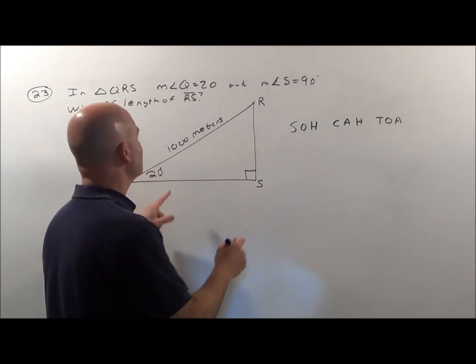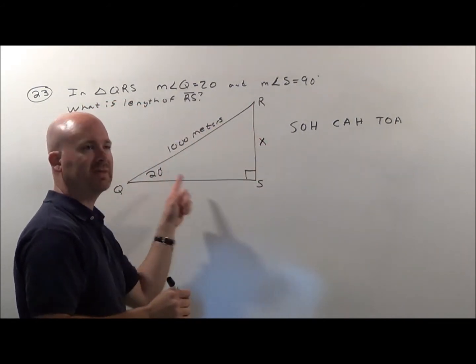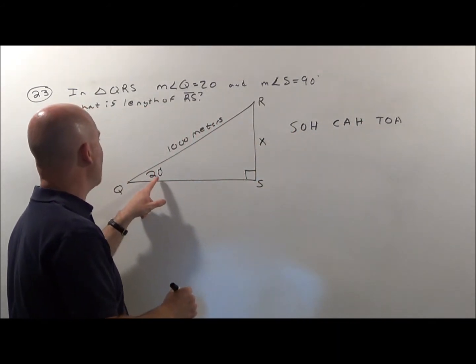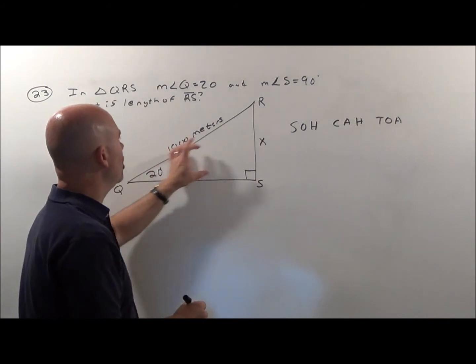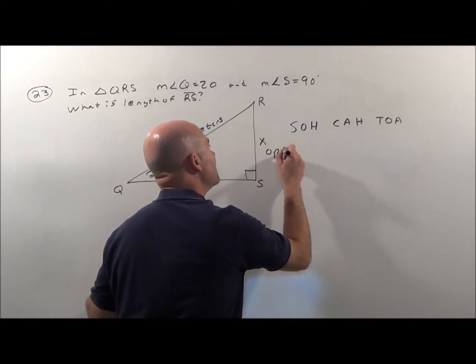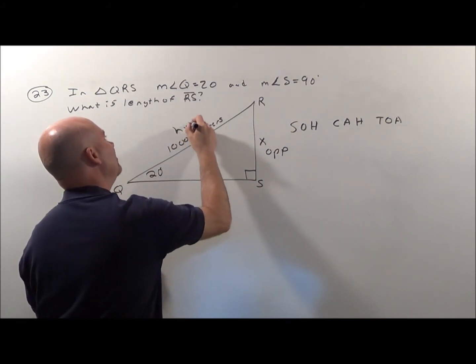So in this case, it's trying to find RS, this other missing side. We're not going to use Pythagorean theorem, but we're going to use our trig functions. So here's what I have. I have this 20. Across from it is the piece we're trying to find. That's its opposite side. This is across from the 90, so this is the hypotenuse.